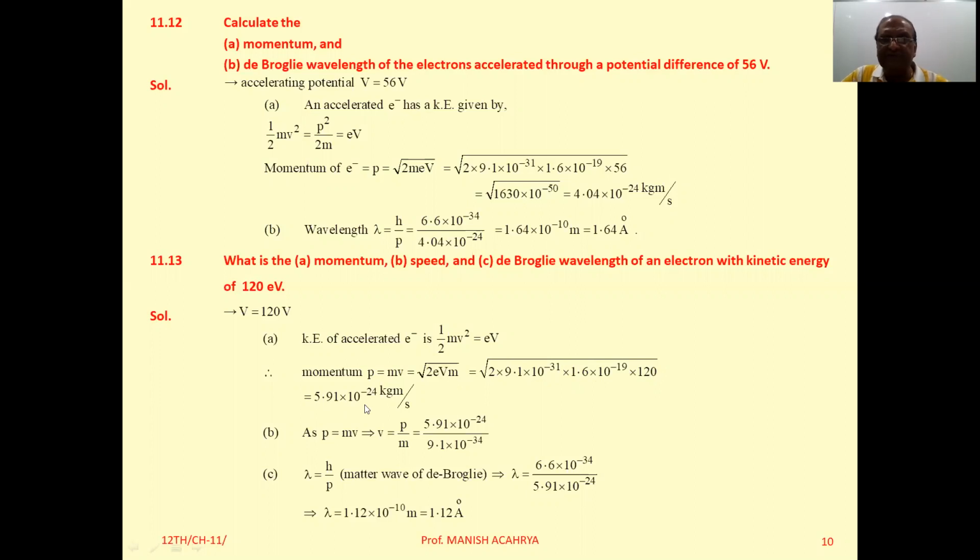Clear? Then for speed, momentum p is mass into speed. So speed is p by m. P calculated 5.91 into 10 raised to minus 24 upon mass of electron, that is 9.1 into 10 raised to minus 31. Solve it, you will get speed. Then the de Broglie wavelength lambda is h by p. So lambda, substitute value of h upon p, which we already calculated, 5.91 into 10 raised to minus 24. Solve it, you will get lambda. Clear?